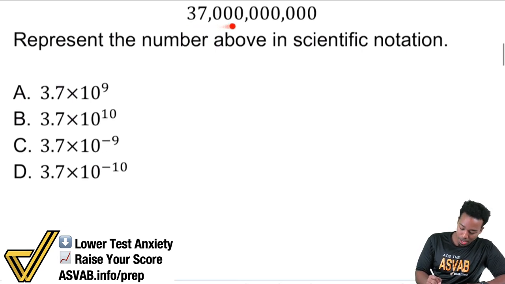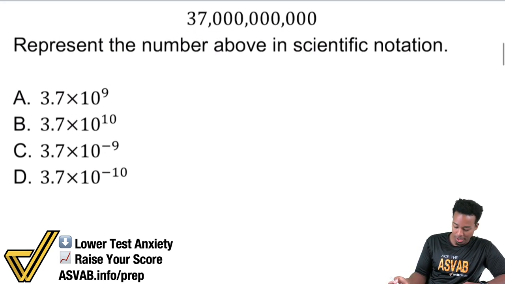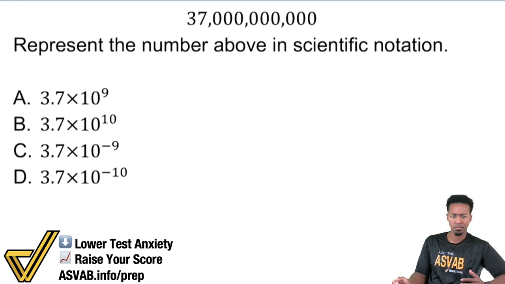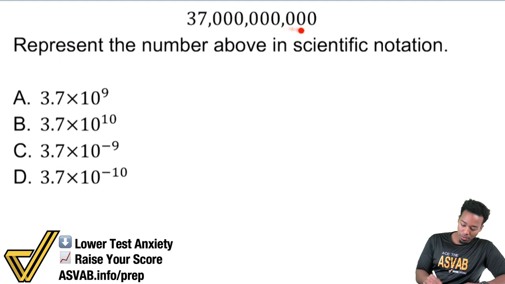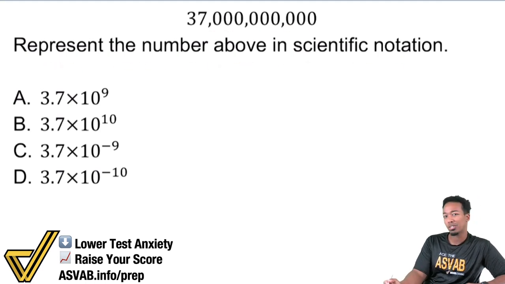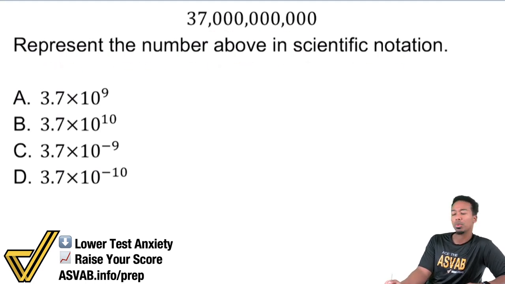So we have this big old number right over here. We have 37, and what is that? Million, billion, trillion? That is going to be billion. So 37, this would be thousand, million, billion. So there we are. That is 37 billion. How do we write that in scientific notation? How do we do this?